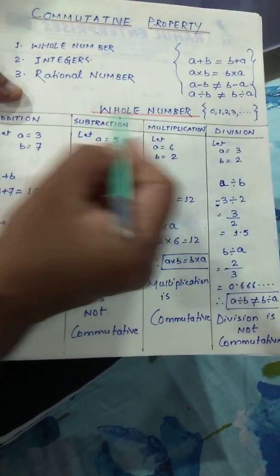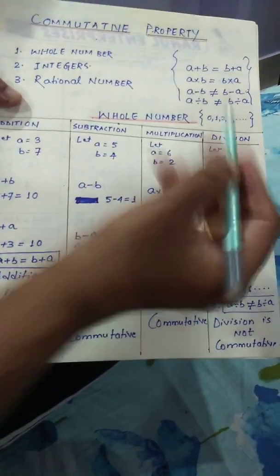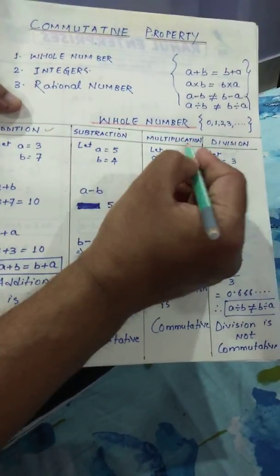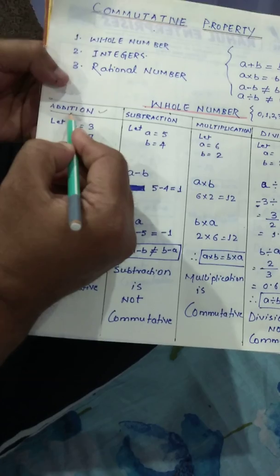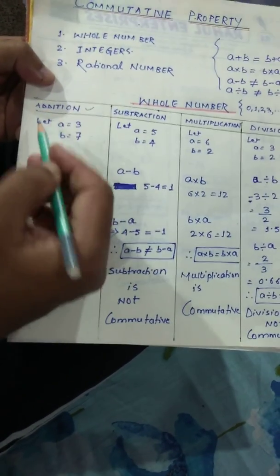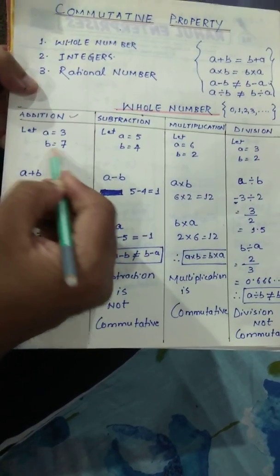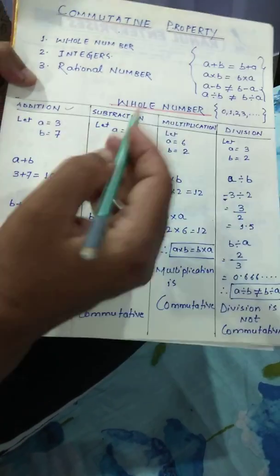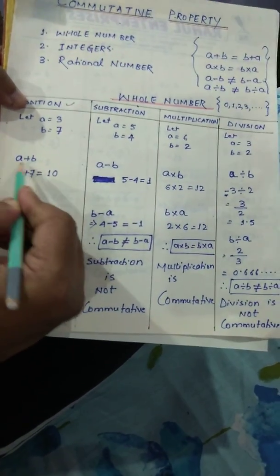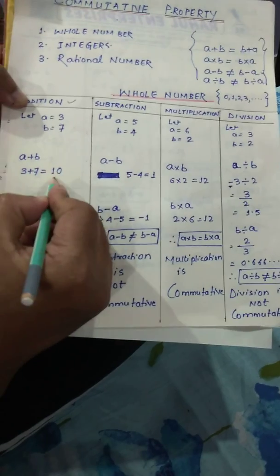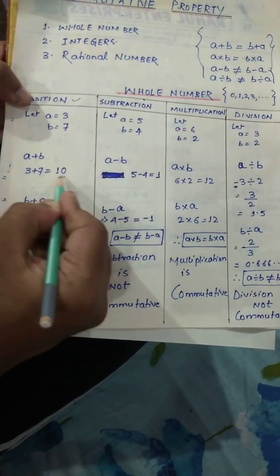Under whole numbers there are four operations, that is addition, subtraction, multiplication and division. So let's begin with addition. Now let me consider a as 3 and b as 7. So what we have to do is a plus b. If we do a plus b, what is the answer we'll get? 3 plus 7 is equal to 10.